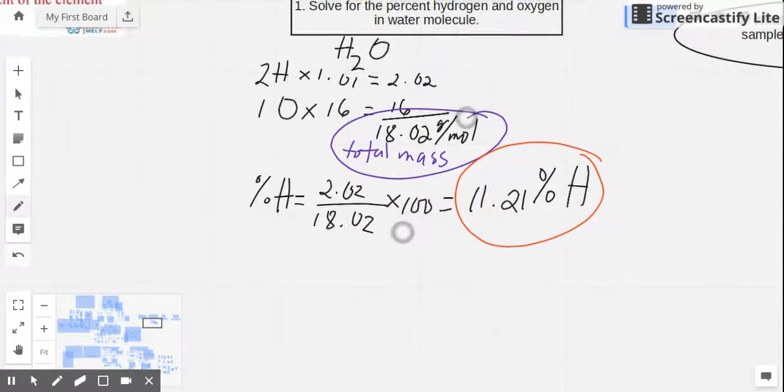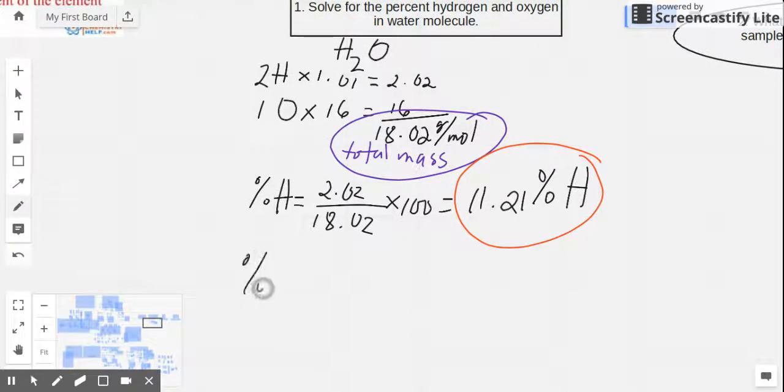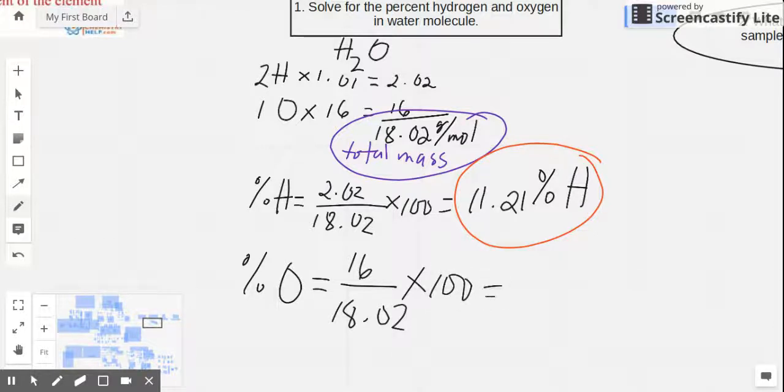Let's go to the percent of oxygen. So percent oxygen is the same thing. You need to get the total mass of oxygen in H2O, which is 16. So that is 16 divided by 18.02, then multiply it by 100. Putting that in the calculator, we will get 88.79% oxygen.